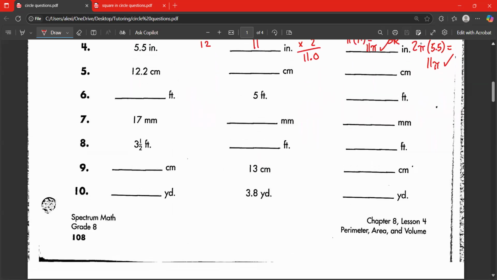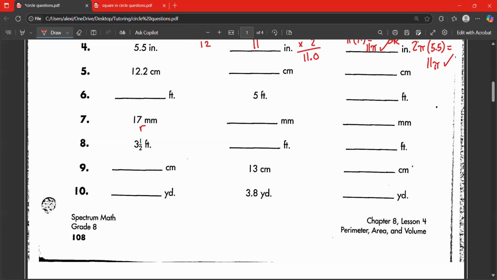I tell you what, since I have for number 8 a mixed number, let's do number 8 before we move on. Now we're given a radius of 3.5.